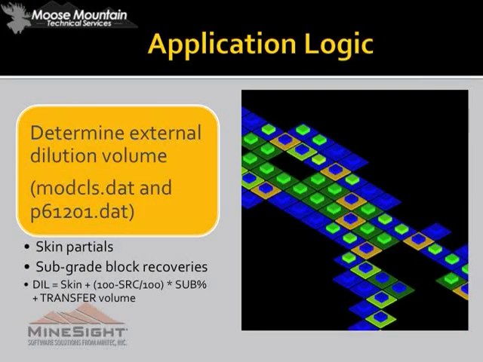Okay, then we use ModClass again to determine the final external dilution volume. So this just shows the external dilution that's being assigned to the blocks in the 2 different zones. There are two components to the external dilution estimate. One is the skin partial, and that's, as I mentioned earlier, based on the complexity of the block. And then the second part is on subgrade, where blocks are 100% inside the mineralized zone, but they're not economic ore. So in those cases, we ore-first mine, so we're going to be recovering subgrade and recovering as much as we can to minimize external dilution. So final dilution is equal to the skin dilution plus or less the amount of subgrade that we can recover, and then added any transfer volume.